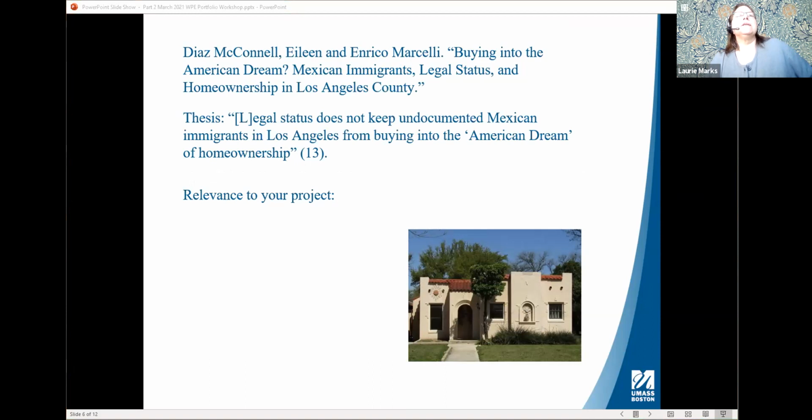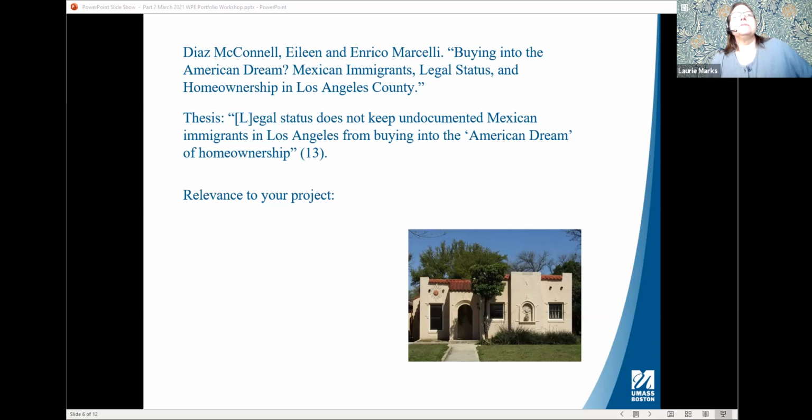The next essay in the reading set is by Arlene Diaz-McConnell and Enrico Marcelli, and it's focused on Mexican immigrants, their legal status, and their home ownership in Los Angeles County. So it's very specific to a particular group and area.